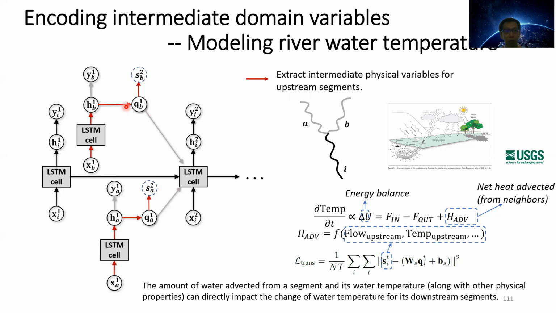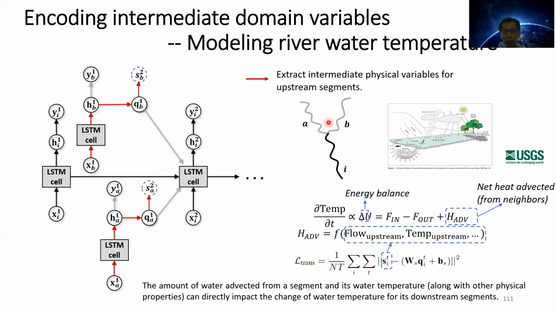According to the energy conservation law, we know that the change of temperature depends on the difference between incoming and outgoing energy fluxes, and also depends on the additional net heat advected from the upstream segments. This term HADV measures the impact from upstream segments A and B on the downstream segment I. So this should be the information that is propagated in this graph network. Also, according to the physical formula, we know that this HADV term can be calculated as a function of a set of intermediate physical variables. These intermediate physical variables are some physical properties of upstream segments A and B, including streamflow and temperature of these segments.